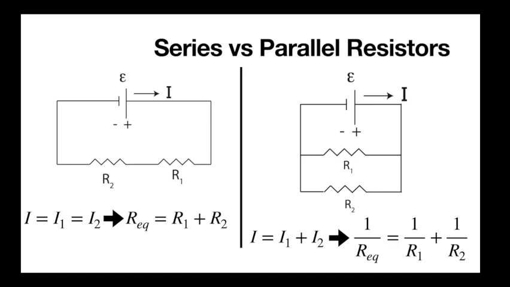But if I have them in parallel, now the current can go through either or. So now instead of I1, I2, and I all being equal, because all the current has to go through everywhere, the current can pick R1 or R2 to go through. So I1 and I2 are both pieces of I, and they have to add up to get I.